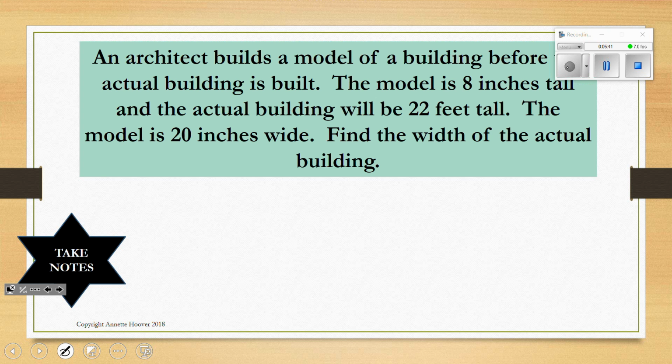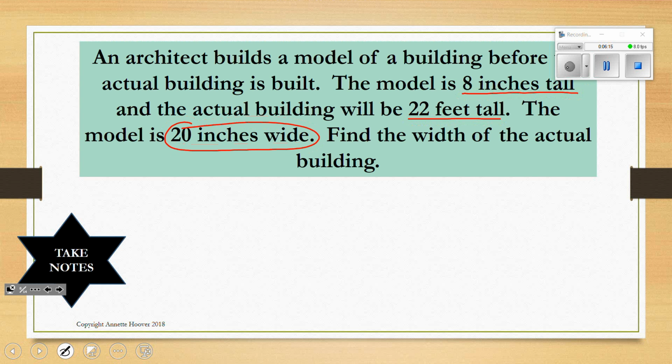So you will see here that we have the model and we have the actual building. So what I'm going to do is set up a ratio for the height and the width. We have 8 inches for the height of the model, and we have 22 feet high for the actual building. Then we have 20 inches for the width, and then we're looking for the width of the other one.